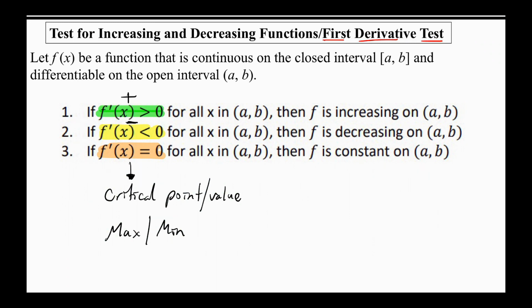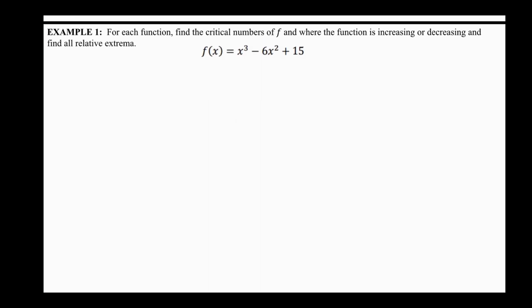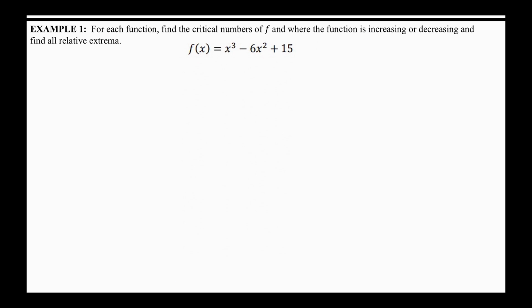Okay, so we're going to do the first one together. We got to find all of that stuff here. So for each guy, we got to find the critical numbers or the critical values. We got to find where it is increasing or decreasing. And then all relative extrema. All relative extrema mean maxes and mins. Where are the relative maximums and minimums? Max and mins. There might be multiple.